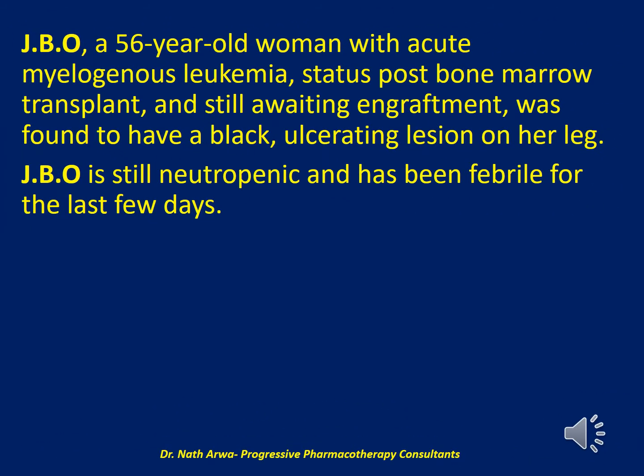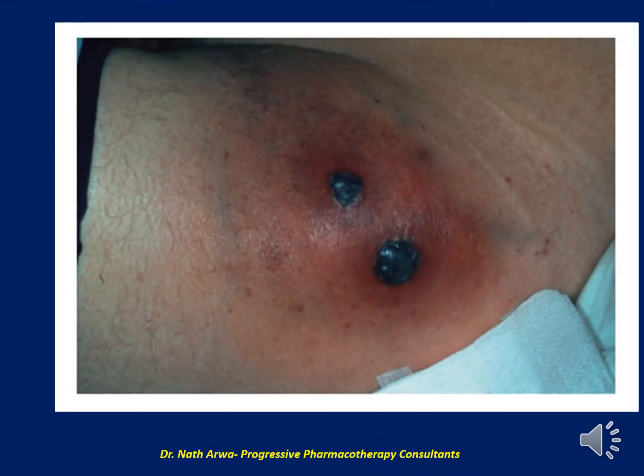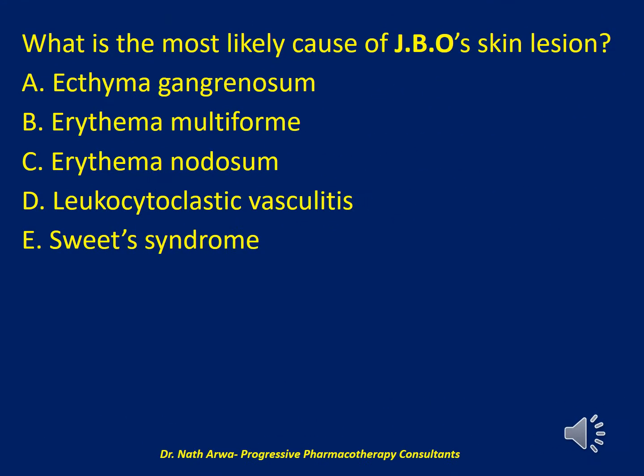And the next question reads, JBO, a 56-year-old woman with acute myelogenous leukemia, status post-bone marrow transplant, and still awaiting engraftment, was found to have a black, ulcerating lesion on her leg. JBO is still neutropenic and has been febrile for the last few days. Carefully scrutinize the photo in this slide before answering the question below. So my question to you is, what is the most likely cause of JBO's skin lesion?